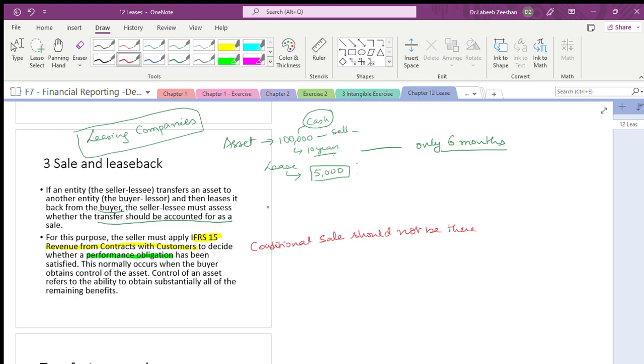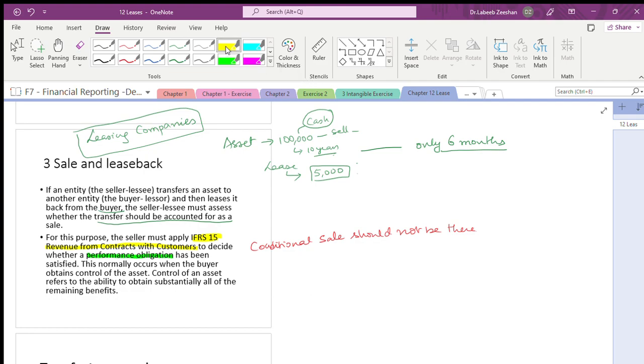Control is very clearly defined. In multiple choice questions, they will very carefully ask which two conditions will be satisfied. Now you have an idea about how the questions will come. They will give 4 conditions, and 2 of them will be: one with respect to the performance obligation, and the second with respect to the ability to obtain the remaining benefits.